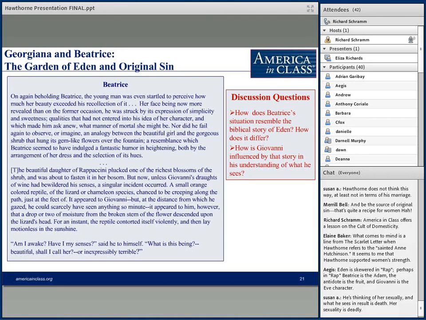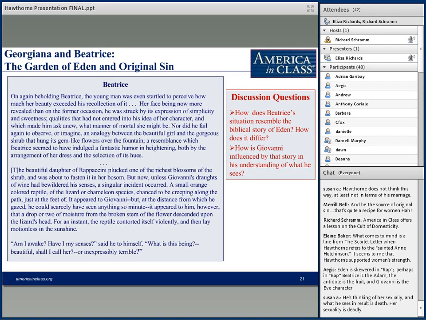While our participants are responding to that, we have a really interesting comment from Elaine Baker. What comes to mind is a line from The Scarlet Letter when Hawthorne refers to the sainted Anne Hutchinson. It seems to me that Hawthorne supported women's strength. That is an interesting comparison. We're comparing Beatrice and Georgiana here, but when you begin to compare those two with Hester Prynne, I think some fascinating contrasts come up.